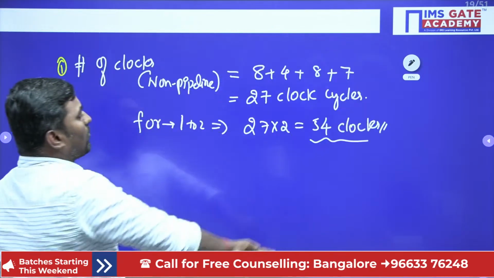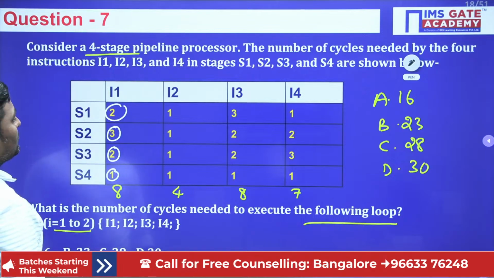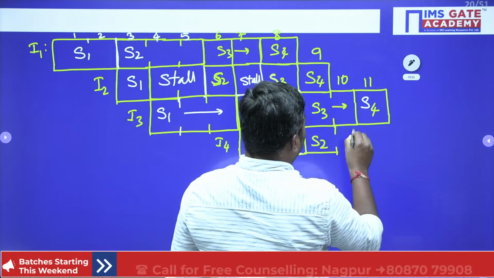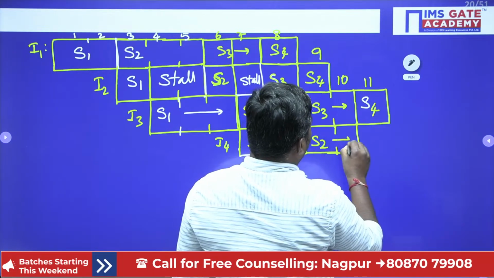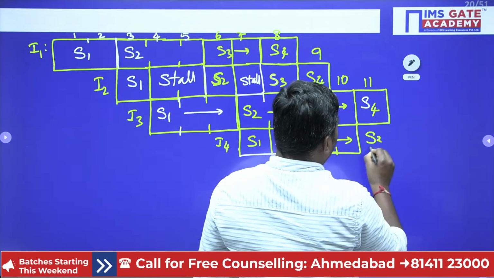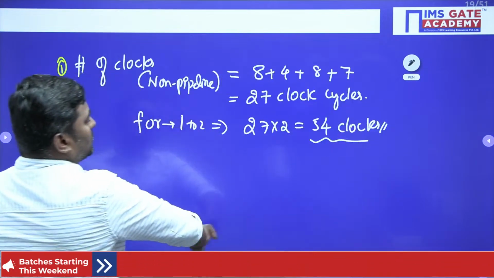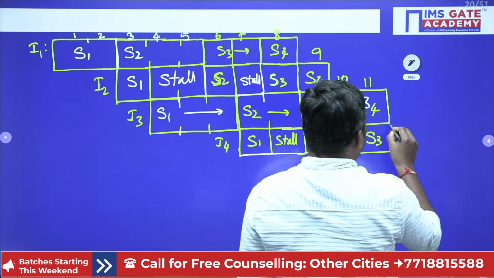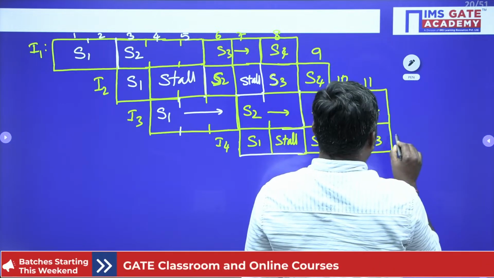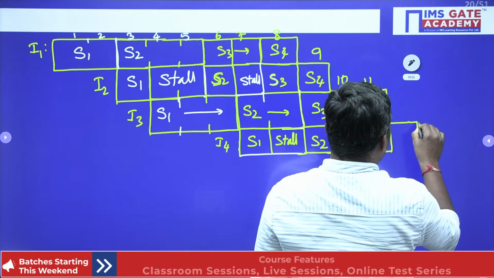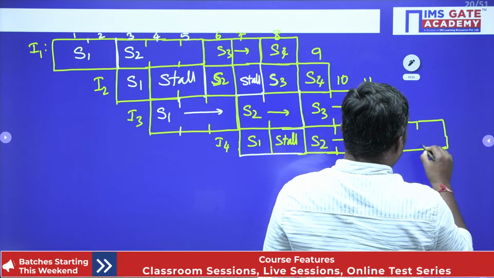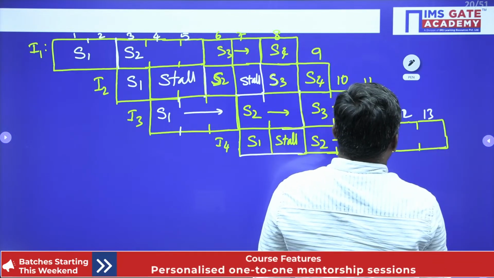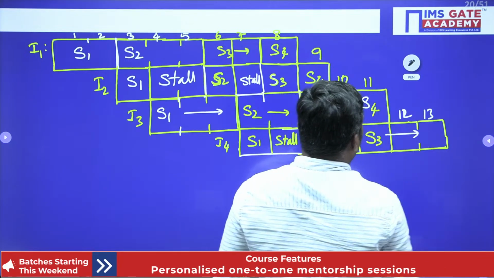So how many clock cycles does S2 require? S2 requires 2 clock cycles. Here 2 clock cycles, 1, this is 2. So S3 is free now and can be used here. S3 requires 3 clock cycles. Please understand: this is 1, this is 2, this is 3. So 3 clock cycles, this is 11, this is 12, 13. Yes or no? So S3 is taking 3 clock cycles.